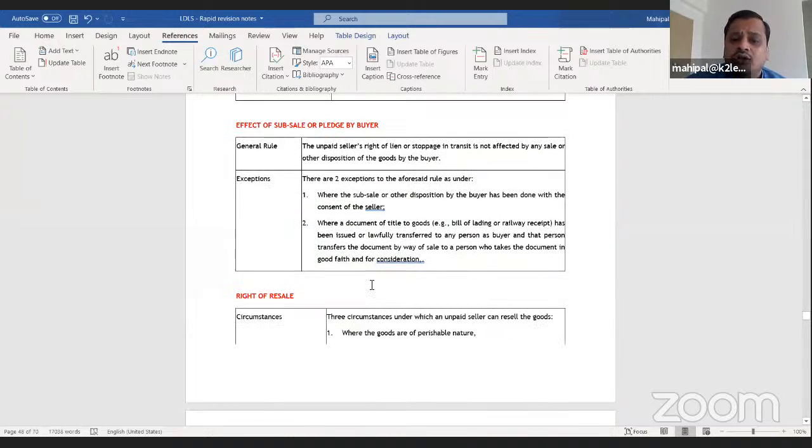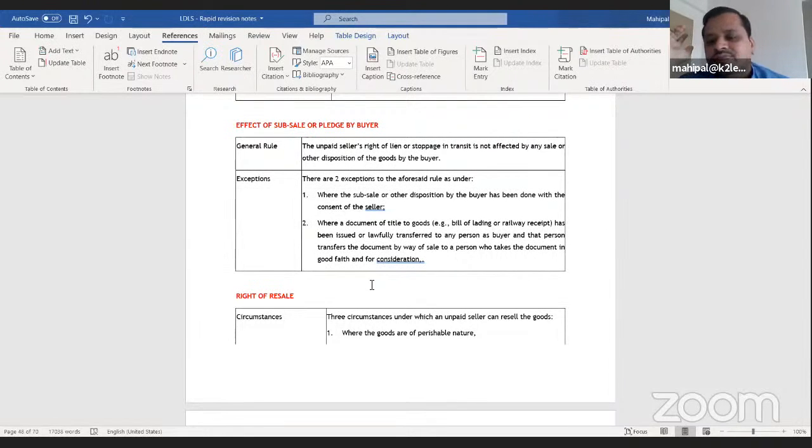Effects of subsale or pledge by the buyer. The unpaid seller's right of lien or stoppage in transit is not affected by the sale or disposal of the goods by the buyer, except where the subsale or disposition by the buyer has been done with the consent of the seller, or where the document of title has been given without any condition.